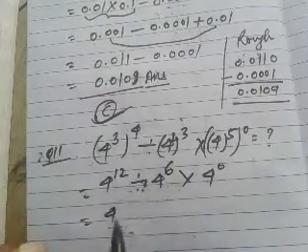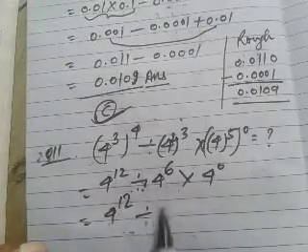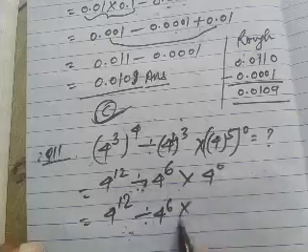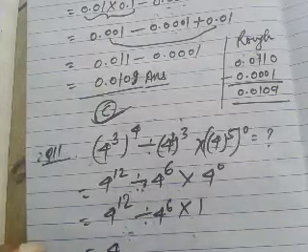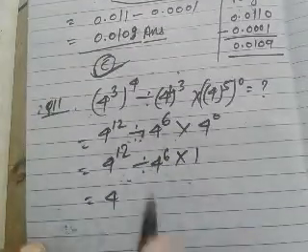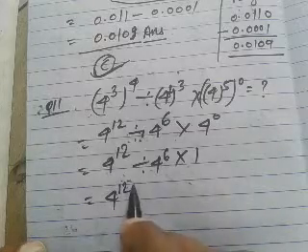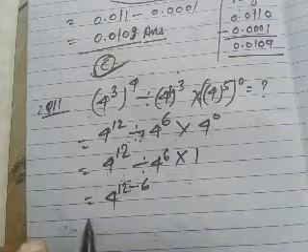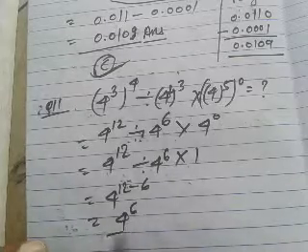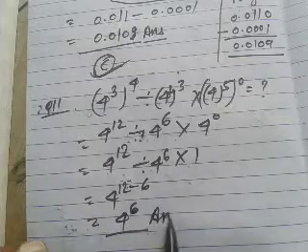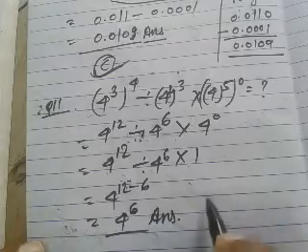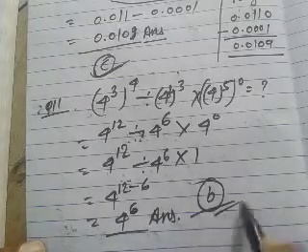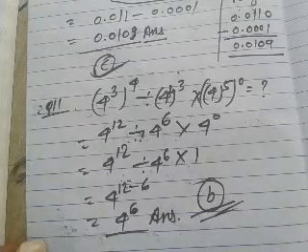Next expression is 4 to the 12 divided by 4 to the 6, and power of 0 means this is 1, and again 4 to the 12. In case of division, the powers are subtracted, so 4 raised to the power 6 is the final answer, and this is given in option B in your textbook. So option B will be correct for this question.